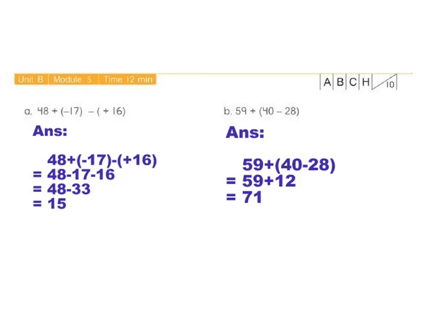In the second question, 59 plus within bracket 40 minus 28. So when there is some calculation within the bracket, according to BODMAS rule, what we will do? We will do the calculation within the brackets first. So 40 minus 28 gives us 12. So 59 plus 12 gives us 71. Simple, right?